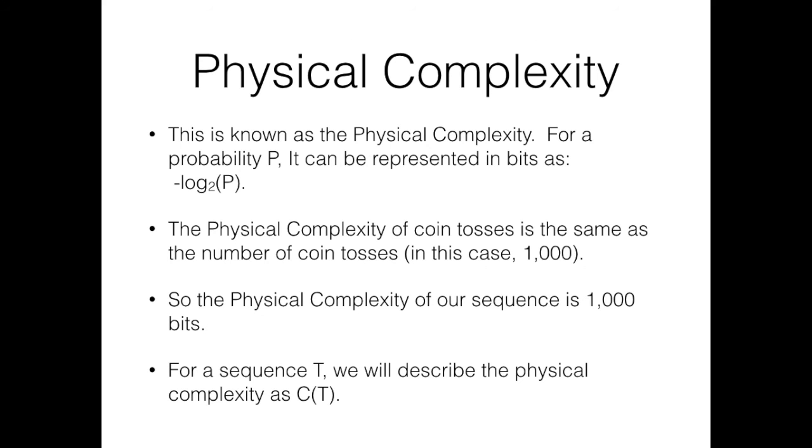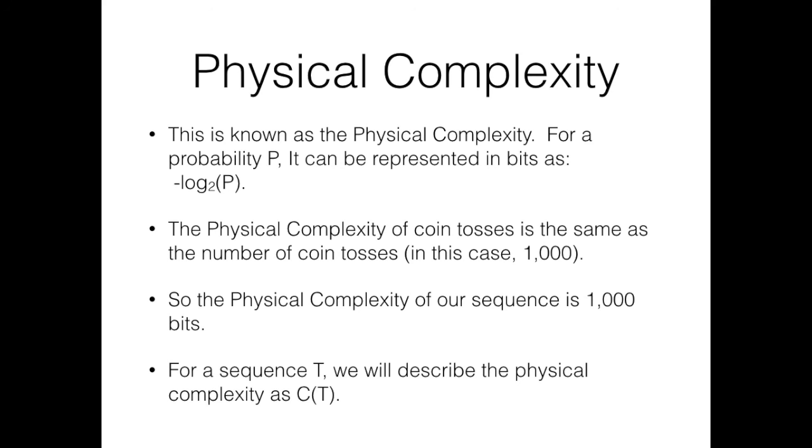So the raw probability of hitting a target is known as physical complexity. And we can represent it in bits as the negative log 2 of the probability. So the physical complexity of the coin tosses, in this case, since each coin toss is essentially a bit, is the same as the number of coin tosses. So our sequence is a 1,000-bit sequence.